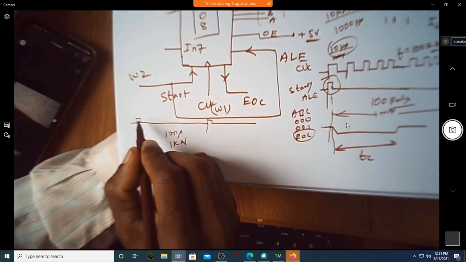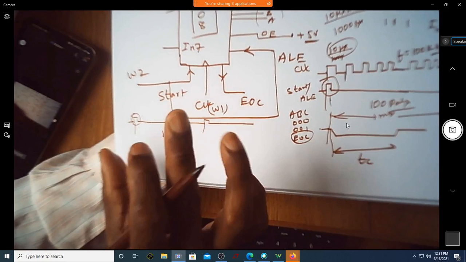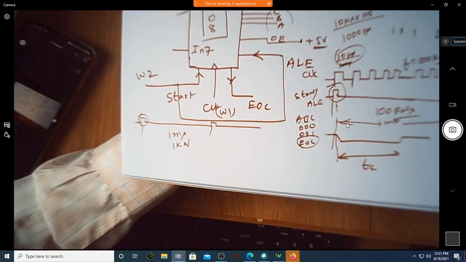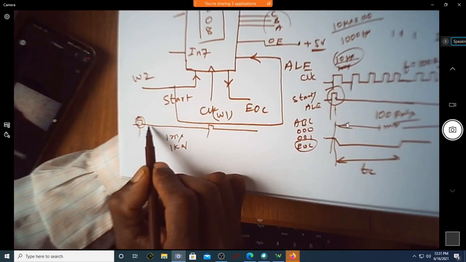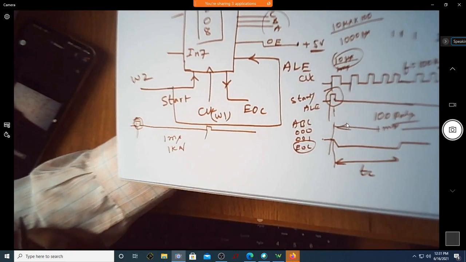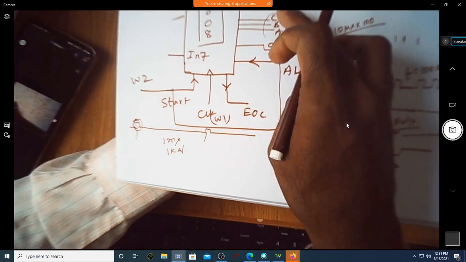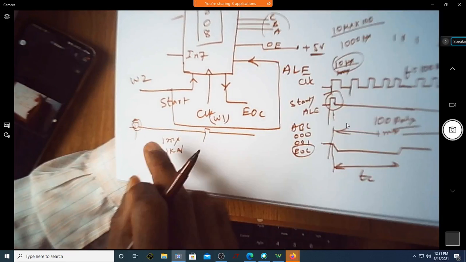Shall I take the duty cycle as hardly 5 or 10%? Only for a very small duration let it be high, and for the rest of the period let it be low. Why let it be low? Because I should take the address only once in 100 clock cycles.